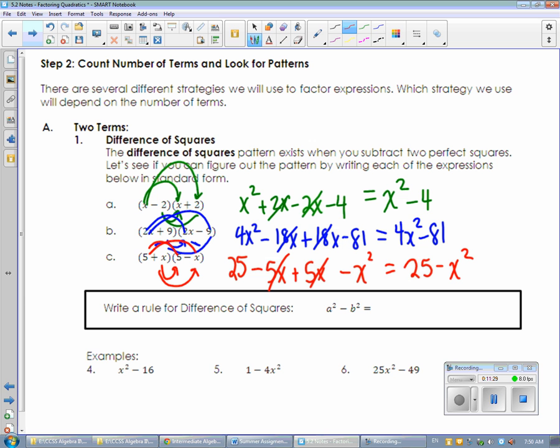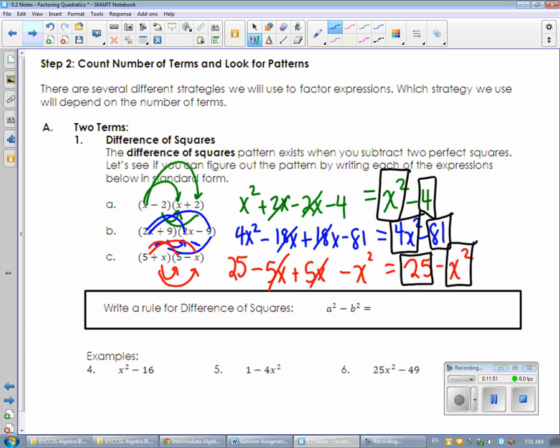Let's think about where the name comes from. If you take a look at each of the terms in these binomials, they are both perfect squares. 4x squared is a perfect square, 81 is a perfect square, 25 is a perfect square, x squared is a perfect square. And notice that the operation that I'm using is subtraction. That's where difference comes from. And so we actually have a pattern.